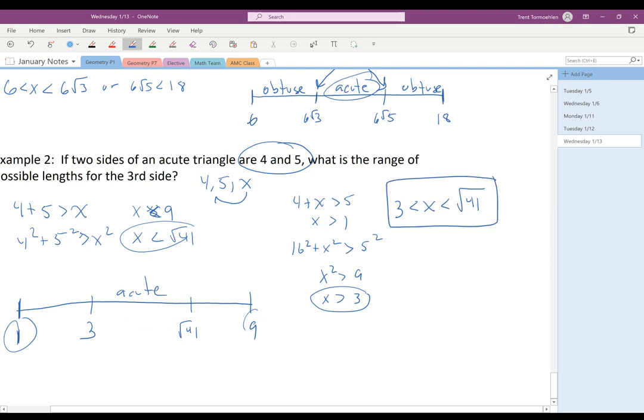And so that's a good way to go through and think through these problems: use this continuum to get your answer.